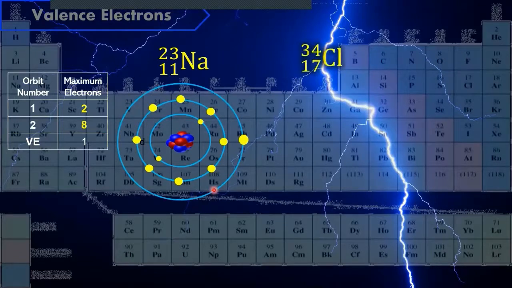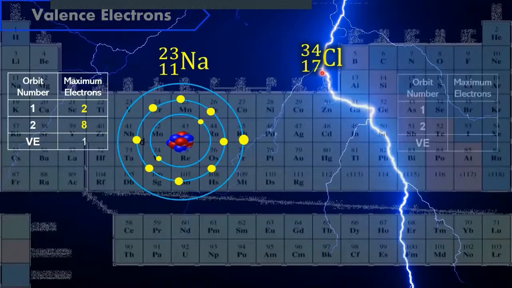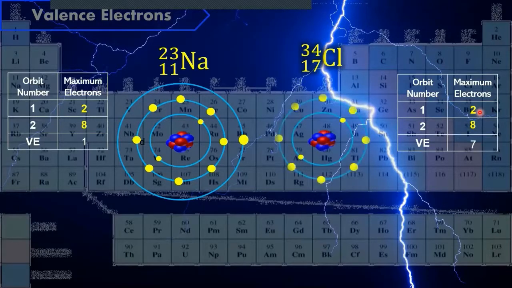Now let's have chlorine. Chlorine has 17 electrons. The same: in the first shell we have 2, the maximum number of electrons. In the second shell, still 8, and that's 10. So the remaining electrons are 7. Here's an illustration. Let's count: 1, 2, 3, 4, 5, 6, 7 valence electrons.